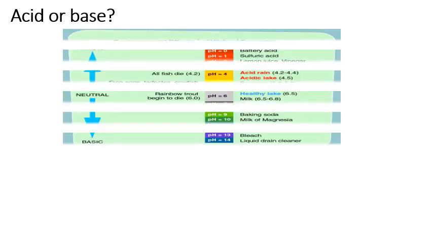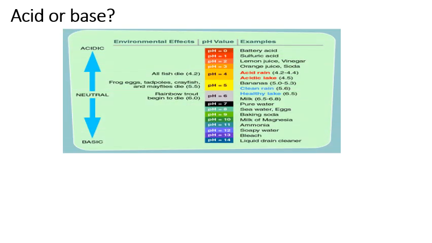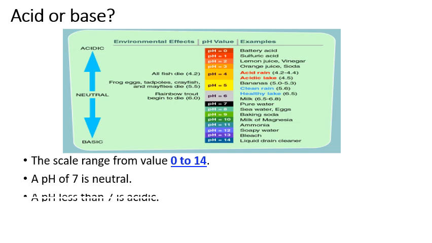Hi, welcome back. How do we know if a substance is an acid or a base? Yes, I guess all of you will tell me: look at the pH value. The pH value ranges from 0 to 14. A pH of 7 is neutral, less than 7 is acidic, and more than 7 is basic.